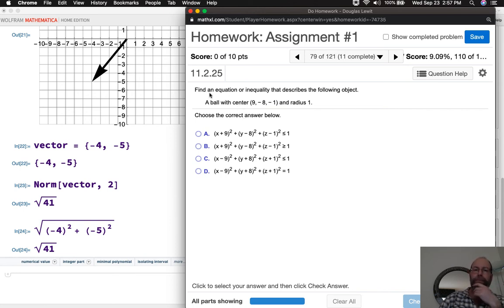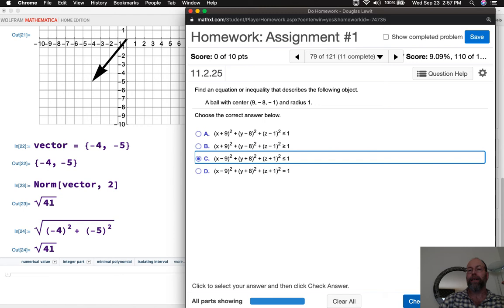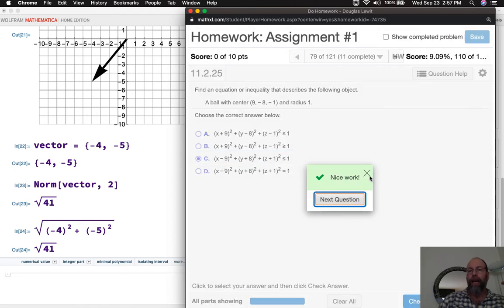Find an equation or inequality that describes the following object. A solid sphere, which is a ball, with center x is 9, y is -8, and z is -1, with radius 1. So this is going to be (x minus 9) squared plus (y minus negative 8, which is y plus 8) squared, plus (z minus negative 1, which is z plus 1) squared, less than or equal to 1. That's going to be option C. I'm still trying to find that other question, but it may not be in this particular homework assignment.